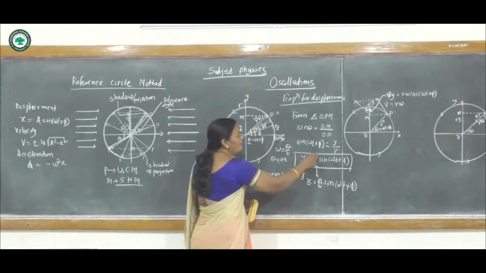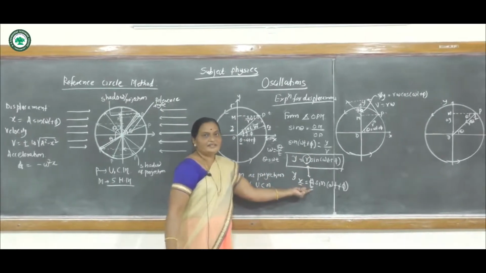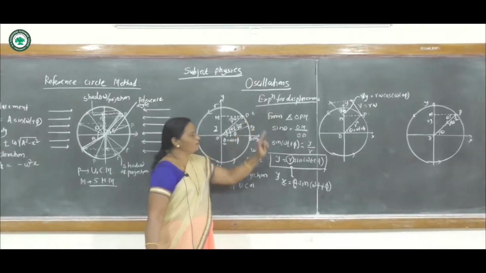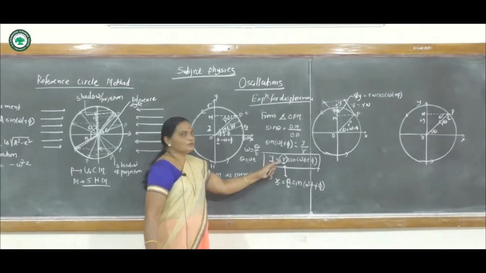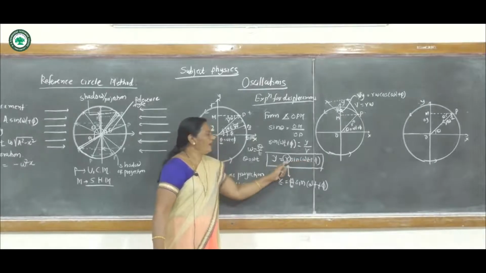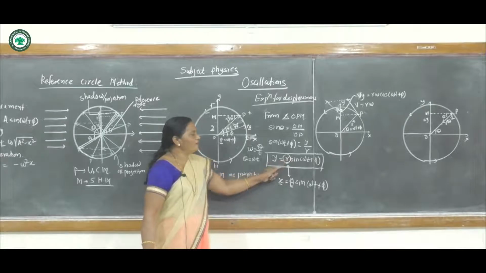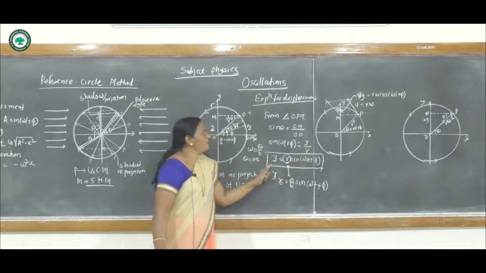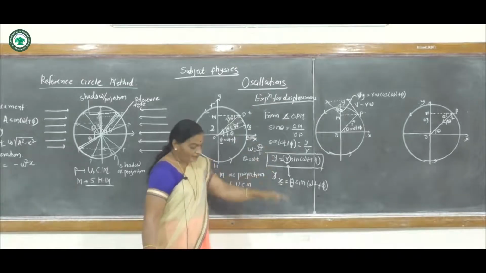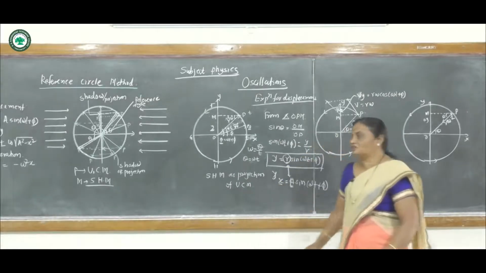Now in this case, r represents the amplitude. Therefore, we can say that the expression for displacement is y is equal to r sin(omega t plus phi), where r represents the amplitude. This equation represents the expression for displacement. Now we find the expression for velocity.